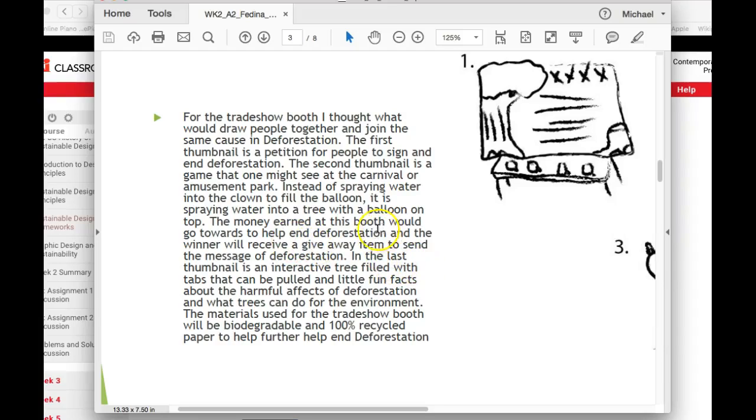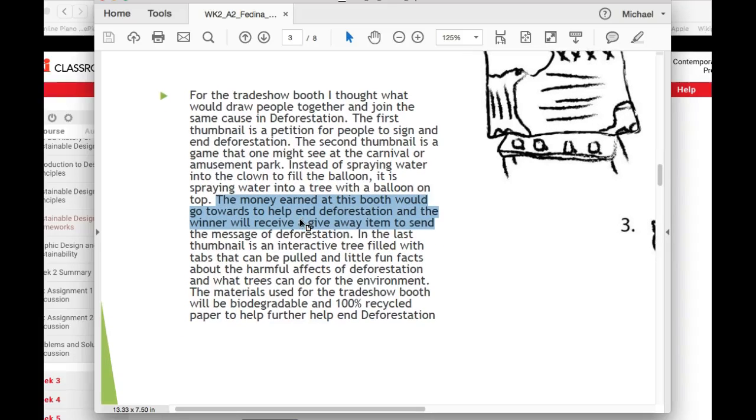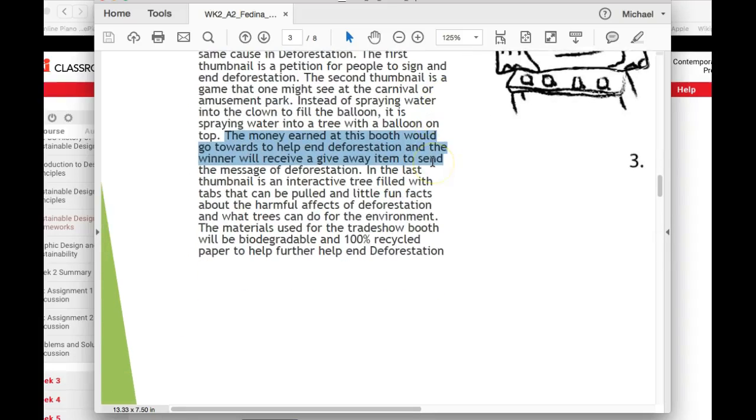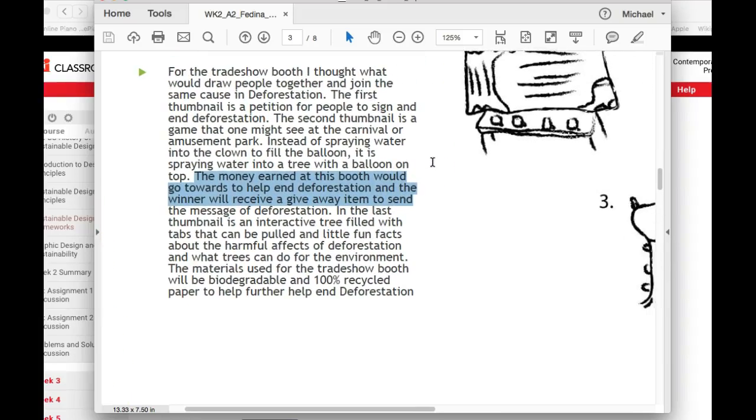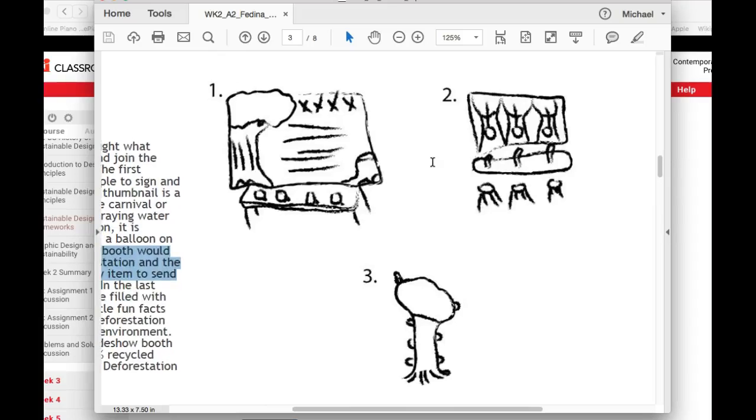And then the money earned would go towards helping deforestation, and the winner will receive a giveaway item to send the message about deforestation. I wouldn't even pick a winner. I would just say, you know what, just play this game. It costs you $1. All the money gets donated to help deforestation. Actually, you could give a giveaway.